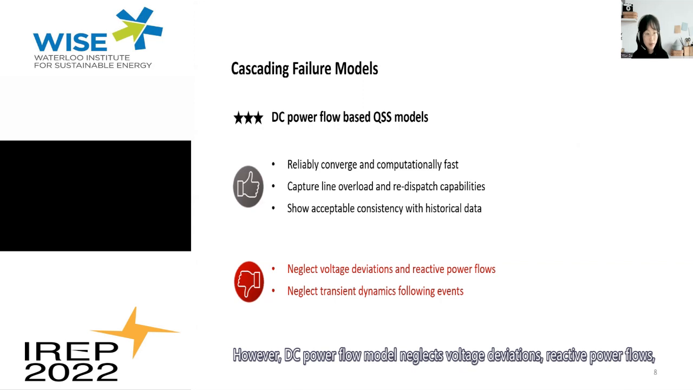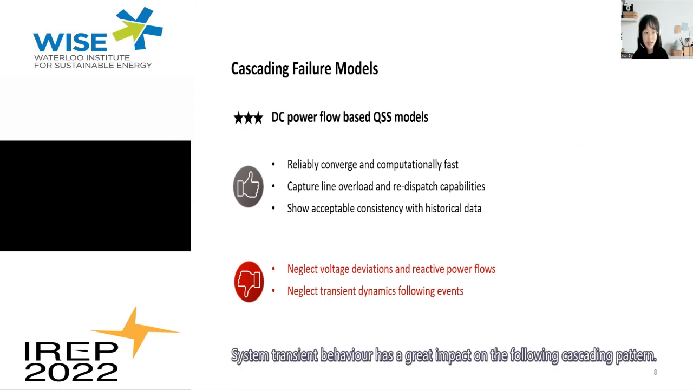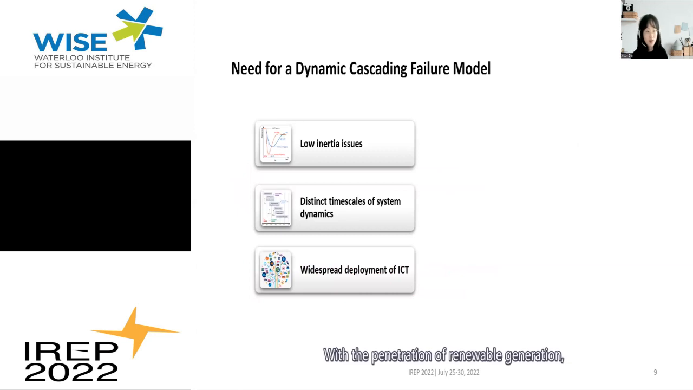However, the DC power flow model neglects the voltage deviations, reactive power flows, and also the transient dynamics. It assumes that no frequency violations or any kind of sudden line overload would occur during this redispatch process, so the system would remain stable before the next failure occurs. But this is usually not the case in real power operation. System transient behaviors actually have a great impact on the following cascading pattern. Also, with the penetration of renewable generation, overall system inertia decreases, and frequency issues become more severe. All of this makes the assumptions in the QSS model no longer valid.